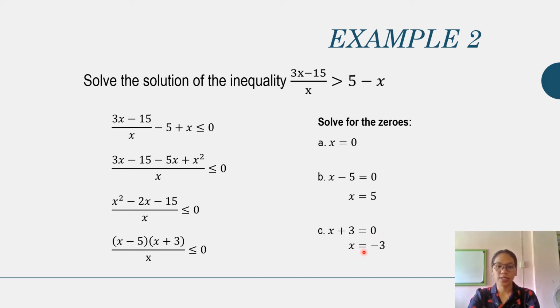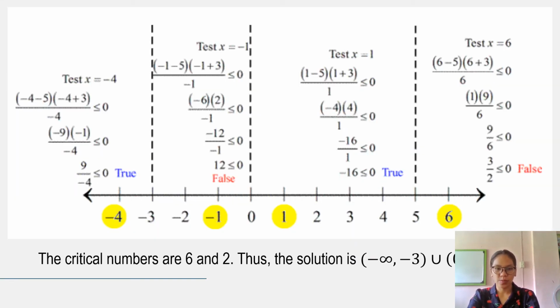So if we're going to transpose positive 3, magiging negative 3. So we have here our zeros: x equals 0, x equals 5, and x equals negative 3. So let us check. This is how we check this one. Take note, we have the values: 0, negative 3, and 5.